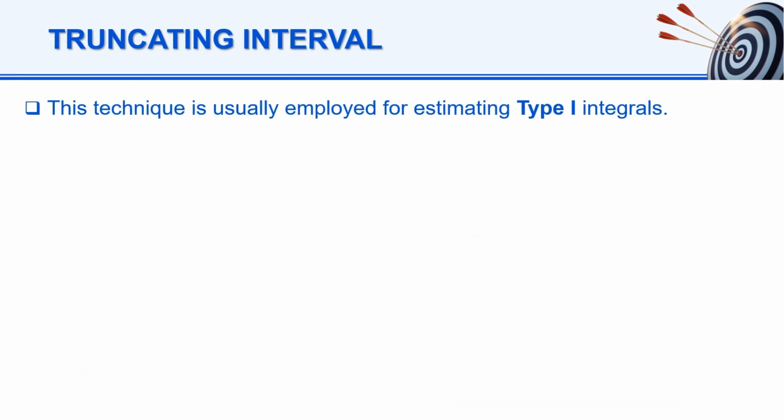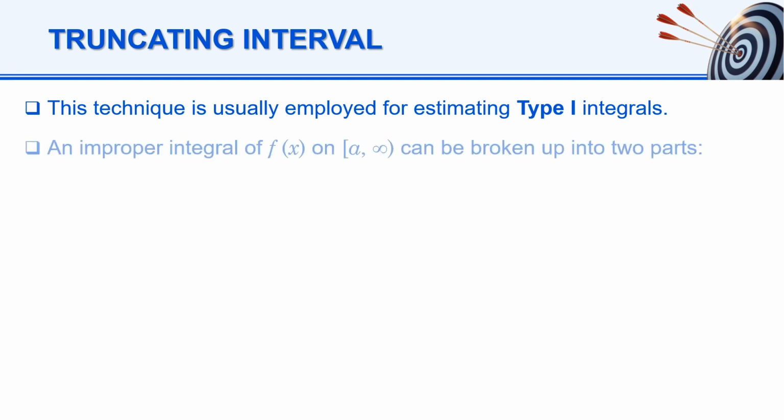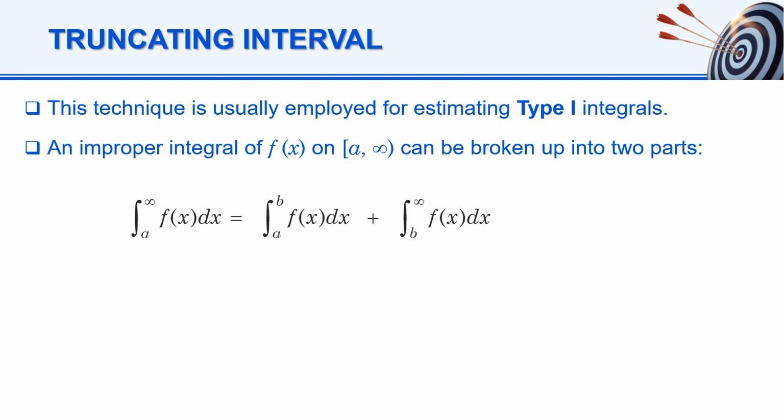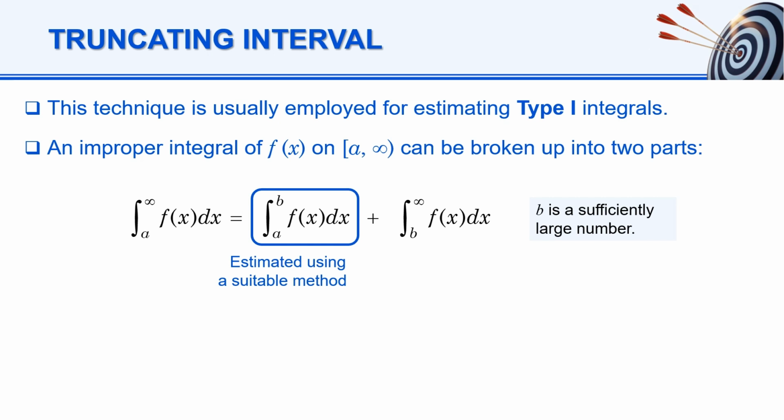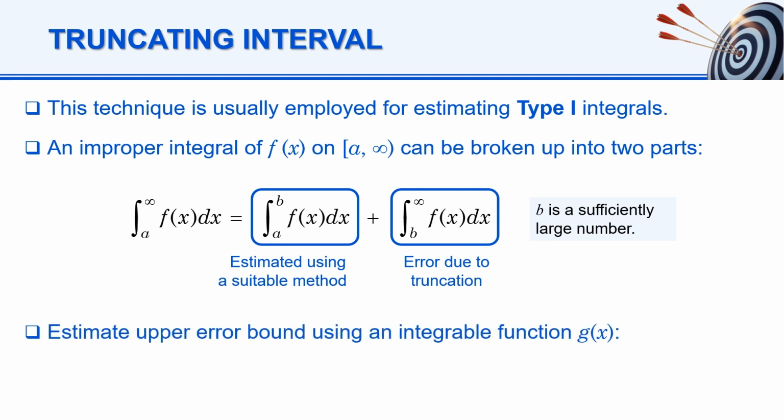The truncating interval technique is usually employed for estimating type 1 integrals. An improper integral of f(x) on a semi-infinite region can be broken up into two parts, where b is a sufficiently large number. The first part can be estimated by applying a suitable numerical method. The second part represents the truncation error. If f(x) is not integrable in closed form, which is usually the case, an estimate for the upper error bound can be obtained by using an integrable function g(x), which should be greater than f(x) and integrable.